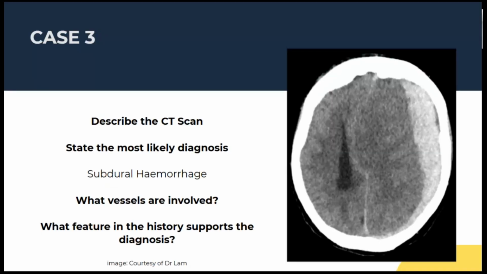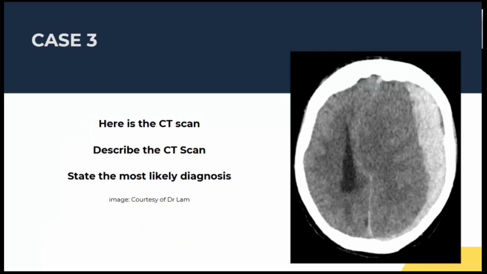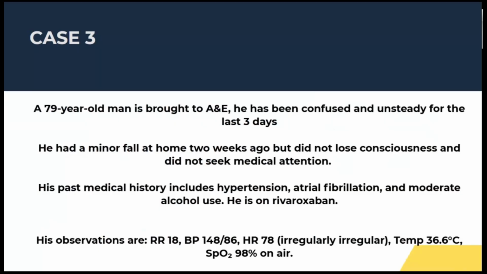So what vessels are involved in subdural hemorrhages? And if I go back to the history, there's multiple features, but name a feature in the history that supports our diagnosis.